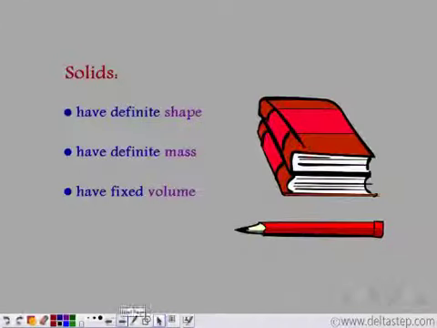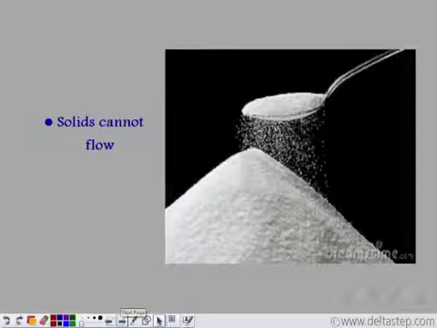All solids have a definite shape, they have a definite mass, and that is why they have a definite or a fixed volume. This is true for all solids. Solids cannot flow. If you drop sugar or salt on the floor, you do not observe them flowing away. Instead, they form a heap. That is, solids cannot flow. They are stationary.